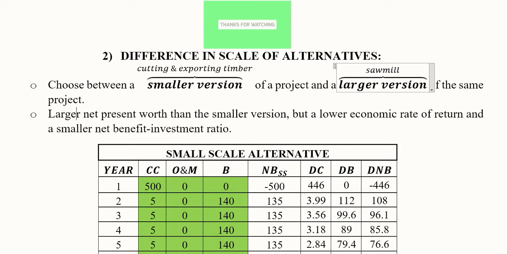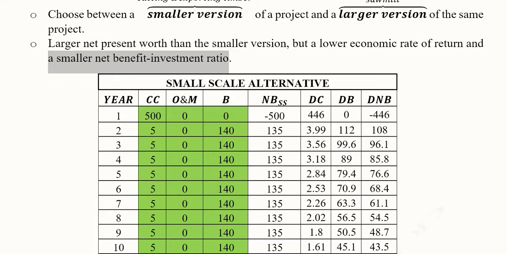When we calculate the net present value of the larger project, it is greater than that of the smaller version. But its economic rate of return, that is economic IRR, is lower, and its net benefit investment ratio is also smaller. So that's the situation in which we are double-minded, because one of the measures guides us for the larger scale alternative and the remaining discounted measures of project worth guide for the smaller scale of the project. For this we have to do some calculations. Let us see.